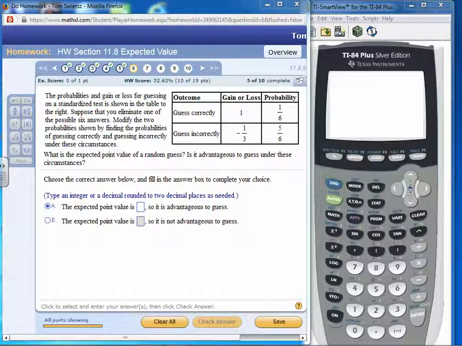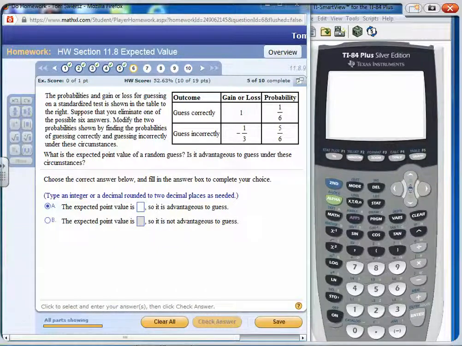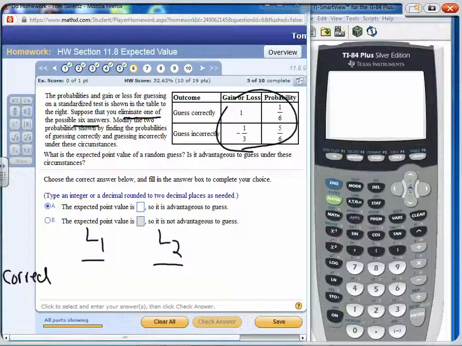Okay, so what we're going to look at here is notice that these are the probabilities given. However, you are able to eliminate one of the 6 possible answers. You know that's not correct. So, again, if we have our values in L1 and our probabilities in L2, we can get the correct answer.